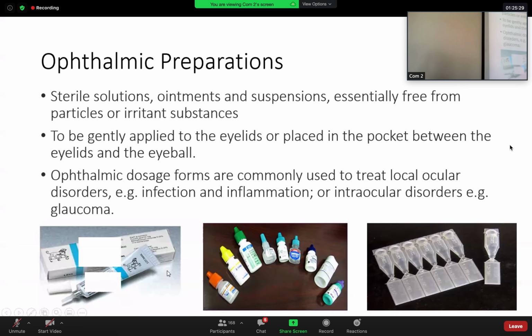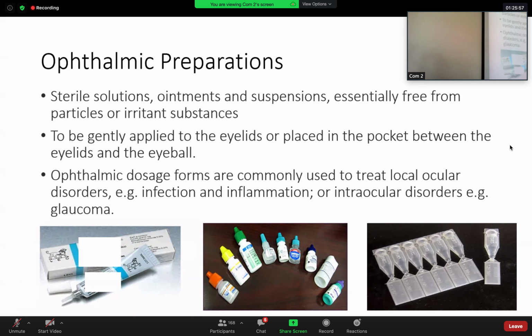So these are the examples. This is what we call, anybody knows what we call this? Okay, so these are the eye drops. They come in different forms and different sizes as well. Some of them are in the form of drops, others in the form of sprays, so you spray it gently into the eye. It's like drops. And here, those are the minims.